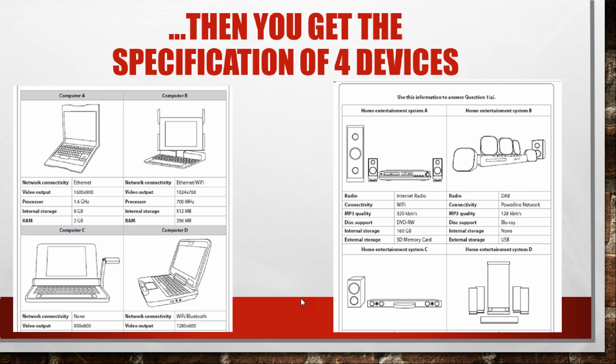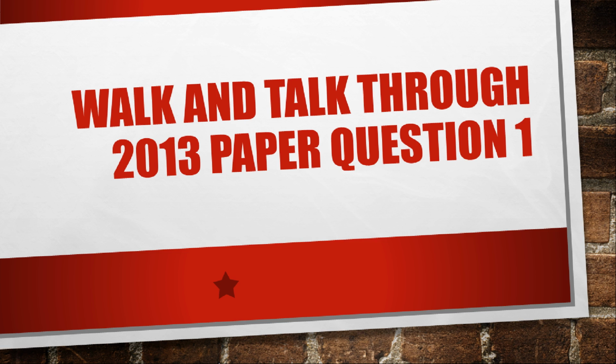So we've got some desktop computers, some laptops and tablets, and on the right we've got a home entertainment system. And really, these areas that I'm pointing to here are the typical things. They talk about processors, RAM, internal storage, connectivity, and so on. You need to be up to speed with those as well. Okay, so let's have a look at the 2013 question 1.